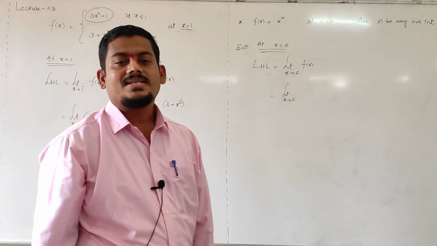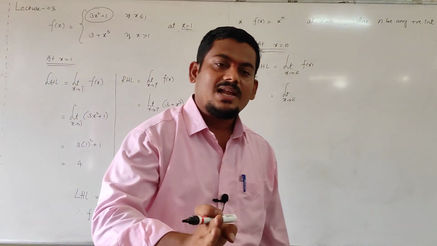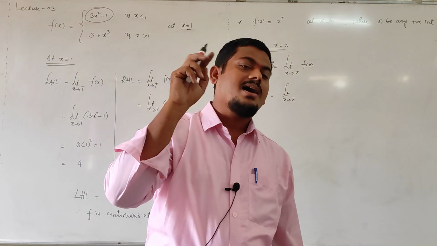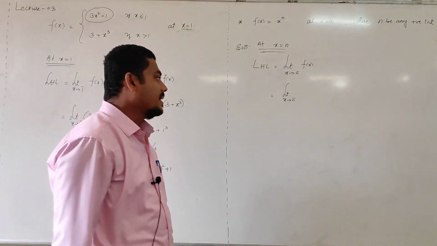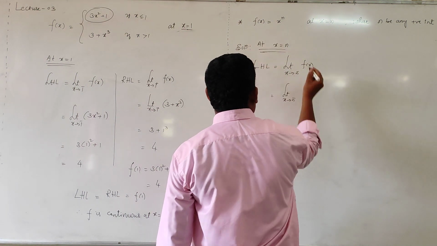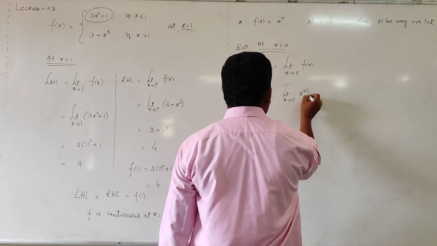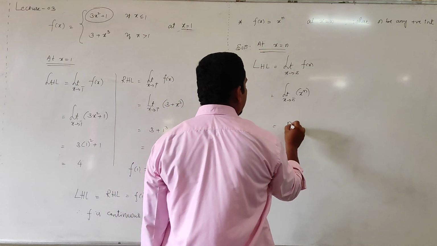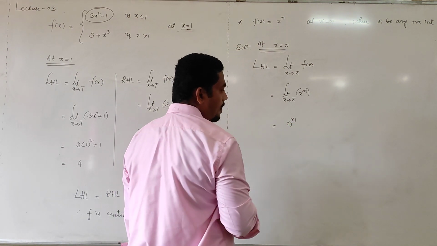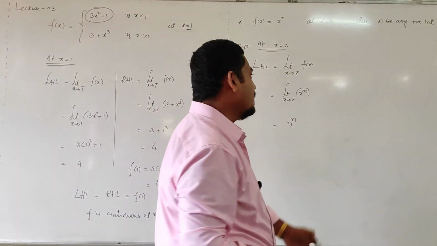What is our f of x? Either you can evaluate left hand limit or right hand limit or functional value. In this case, they have given same function only. Same function for all. So, f of x is x power n only. Now put x value n, then it will be n power n. This is left hand limit value.